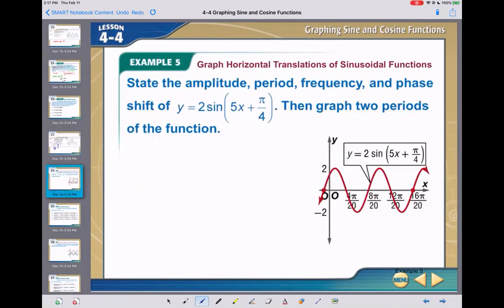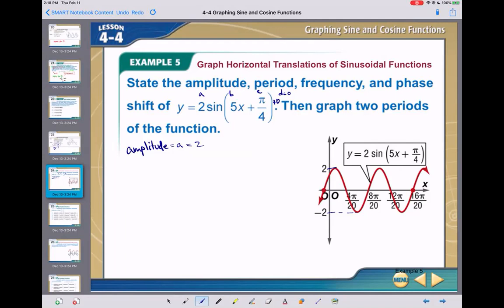We're going to write out all the pieces. So remember, this is your A, B, C, and D would be out here. D would equal 0 right now because it's just not there. Okay, so amplitude. Amplitude is your A, which is 2. So that means this graph goes up to a highest value of 2. That's the maximum, and the minimum would be at negative 2.